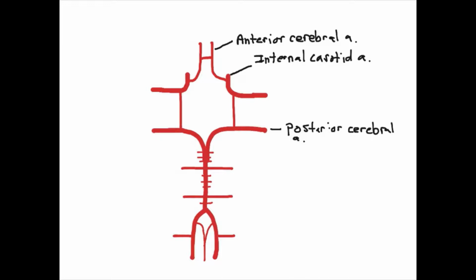Okay, so now we have our two cerebrals that form the front and back of the circle. Now we have two vessels that are called communicating arteries. The first one we're going to do is the anterior communicating, so that's about the anterior, on the front, anterior communicating.